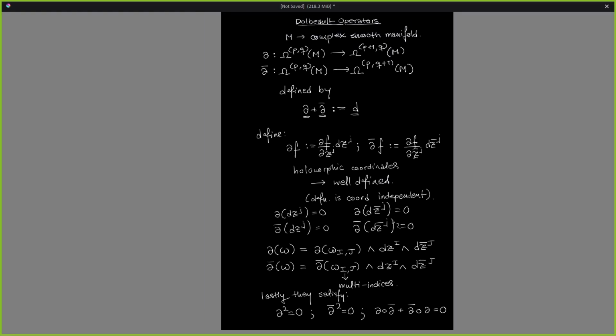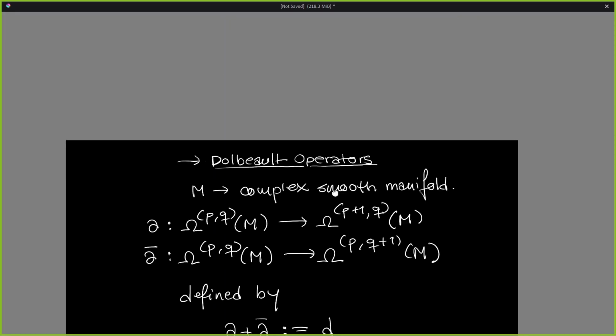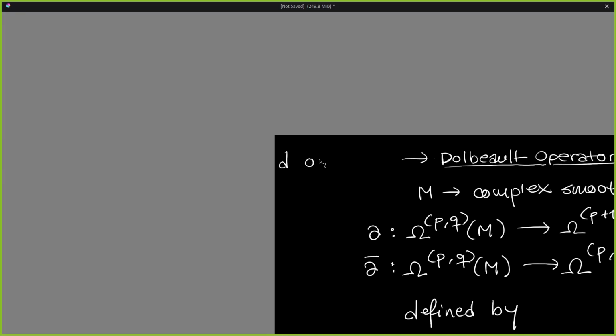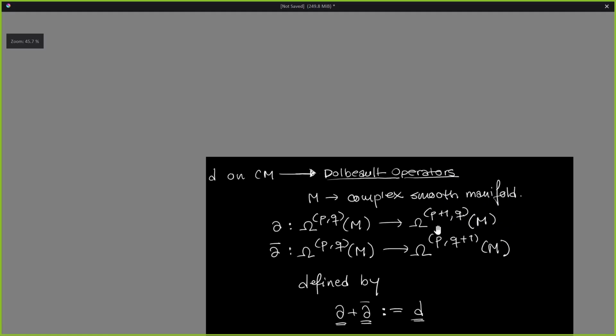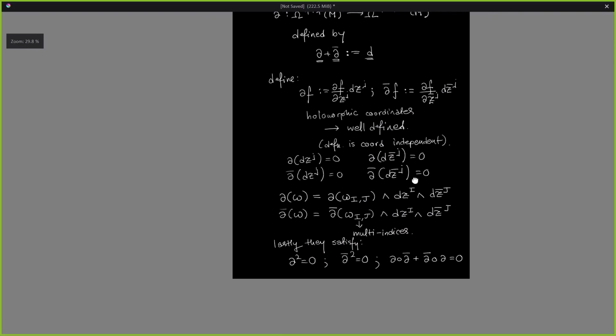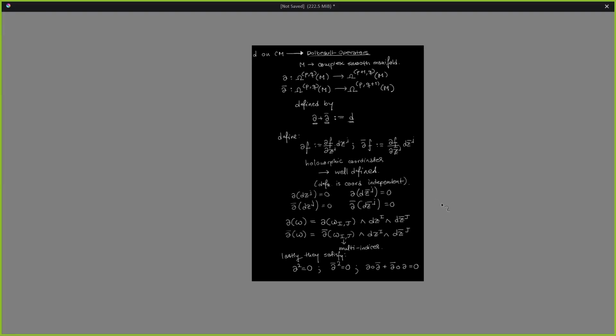So I could have just written all of this at the beginning and then shown that it would work, but I feel like that would be quite unsatisfying. I think it was much nicer to think about d as an operator on an almost complex manifold, and then see what happens when we impose holomorphic coordinates on it. d on a complex manifold naturally gives rise to these things called the Dolbeault operators. And these are going to be really important when we do Dolbeault cohomology.